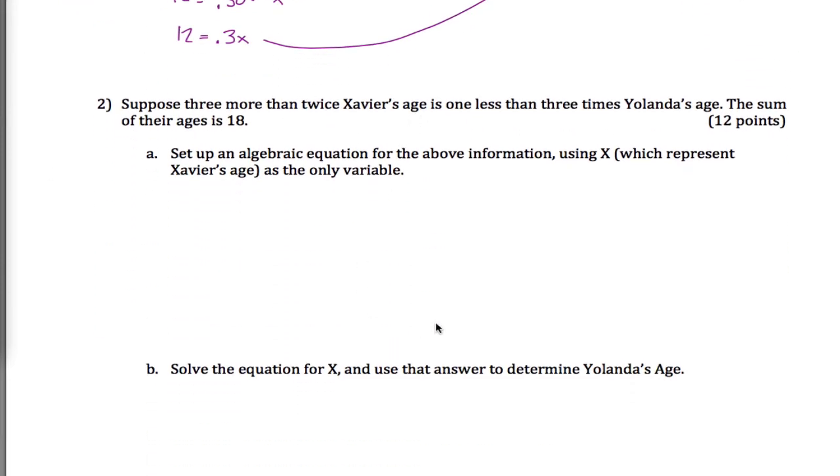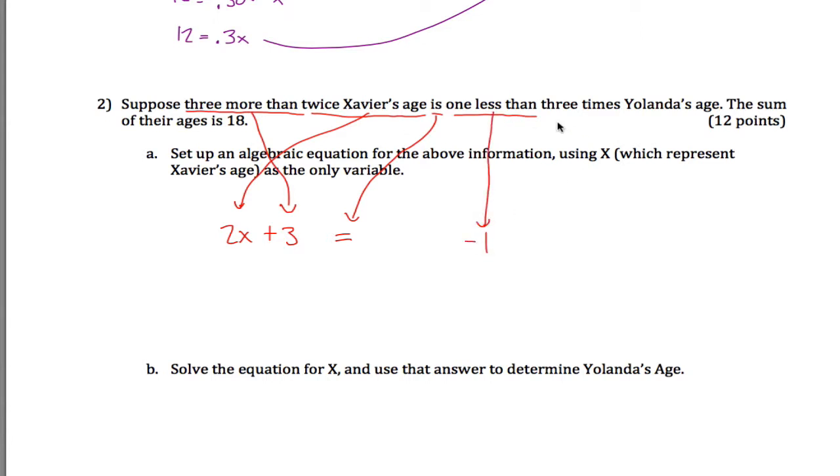Word problems. Suppose 3 more than twice Xavier's age is 1 less than 3 times Yolanda's age. So that one's a little bit tricky.